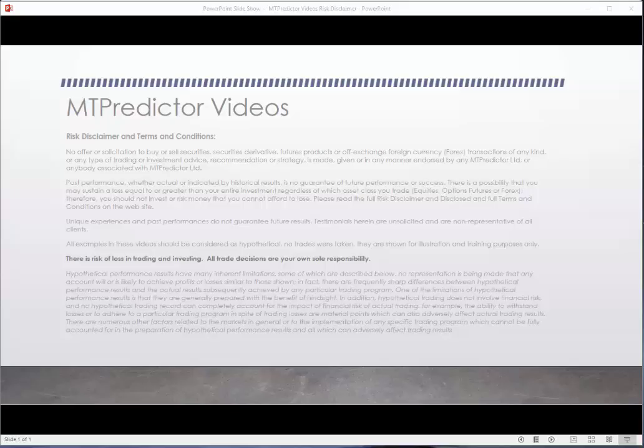But first, as usual, let's start with our risk disclaimer and remind you that all examples in these videos should be considered as hypothetical. No trades were actually taken. They're just shown for illustration and training purposes only. Remind you, as always, there's a risk of loss in trading and investing. I'll put that another way. All professional traders know, understand, and more importantly accept that losses can and will and do unfold. The trick is keeping the losses small. All trade decisions are your own sole responsibility.